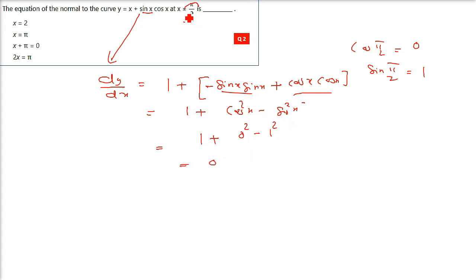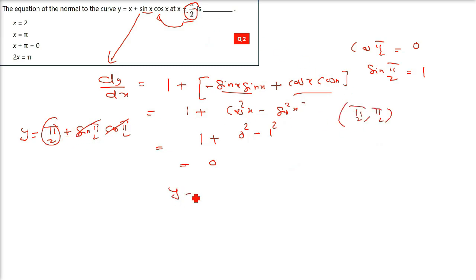Now x is already pi by 2. Let us find out the value of y. y is equal to pi by 2 plus sin pi by 2 cos pi by 2. Since sin and cos are complementary, the product is going to be 0. y is pi by 2. x is already known to us, pi by 2, and y is pi by 2. So let us find out the equation. y minus y1 is equal to m(x minus x1). So y minus pi by 2 equals m(x minus pi by 2). What is m? m is 0.